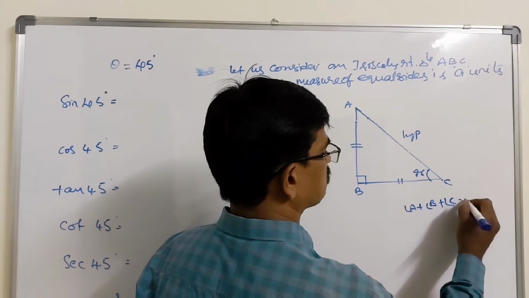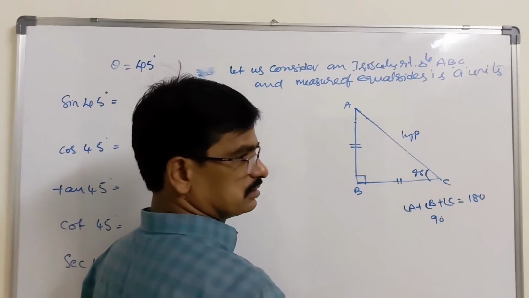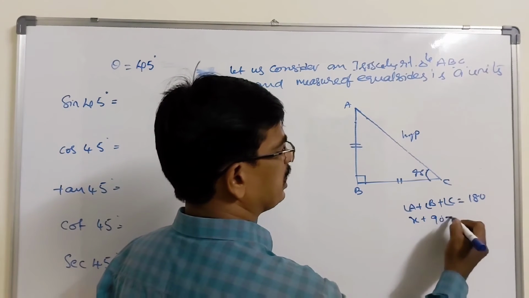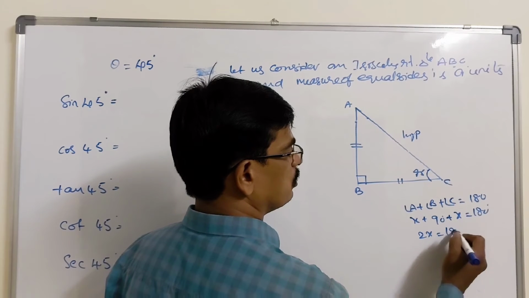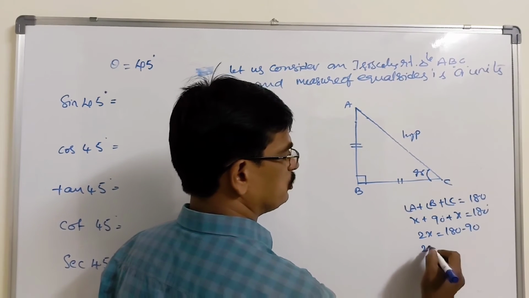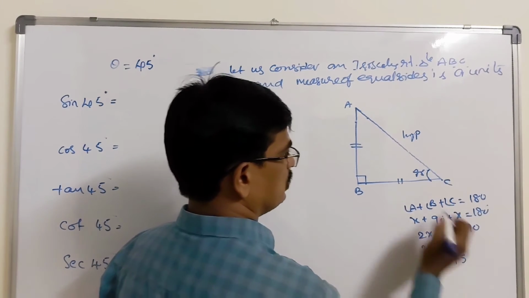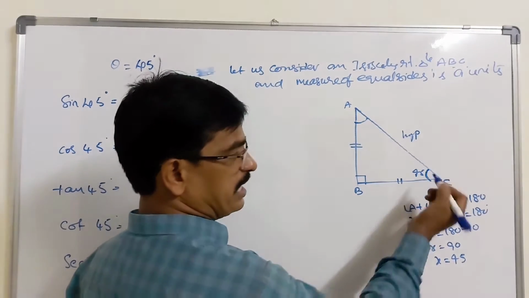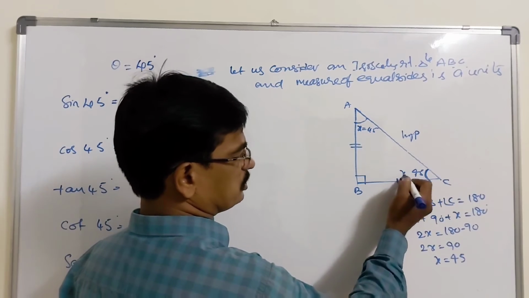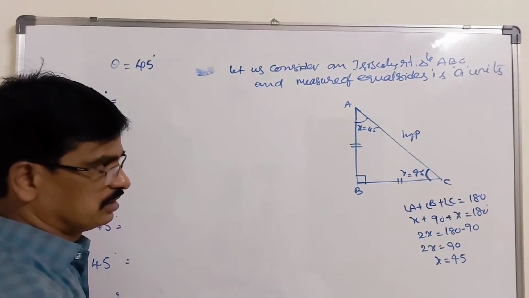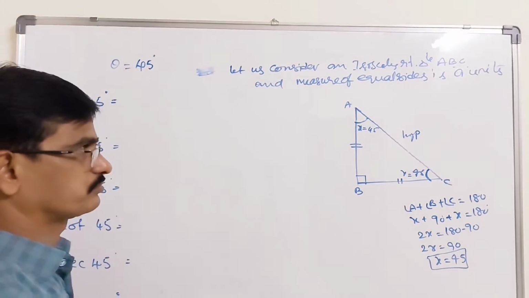Angle A plus angle B plus angle C is equal to 180. Angle B is 90 degrees. Angle A we don't know, let it be x. Angle C is also x. That is 180 degrees. Then 2x is equal to 180 minus 90, so 2x is equal to 90 degrees. Then x is 45. These two are the unknown angles, so x is equal to 45 degrees here, and here also x is equal to 45 degrees. Like this we got 45 degrees at A and C.